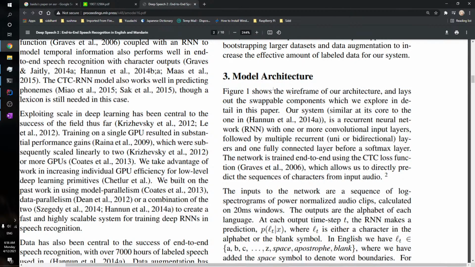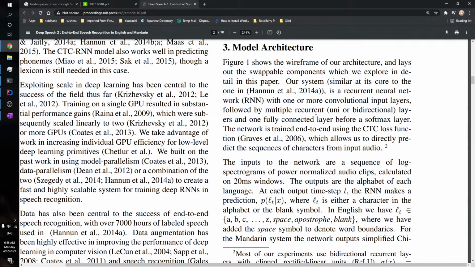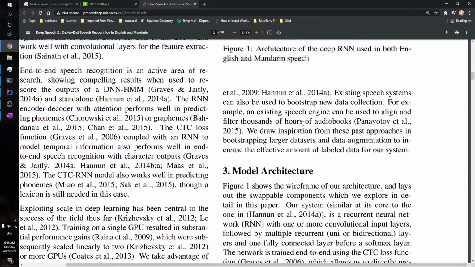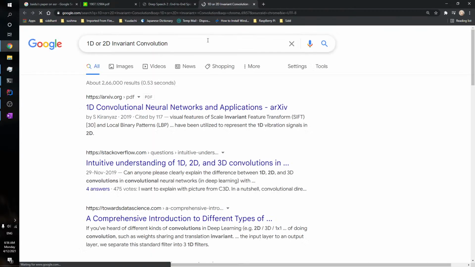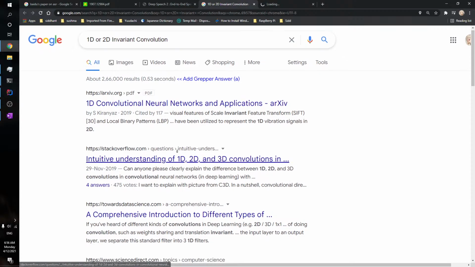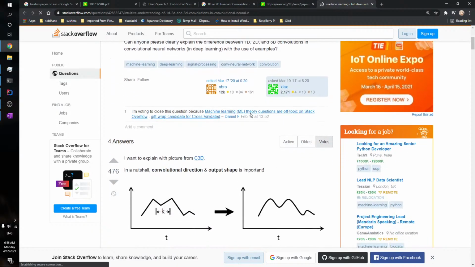Okay, so model architectures. The recurrent neural network. And so if we look at it properly, we have 1D or 2D. Okay, what are these? 2D invariant convolutional networks. Let's see if I get these. Oh, it's really early in the morning, so I'm kind of sleepy.